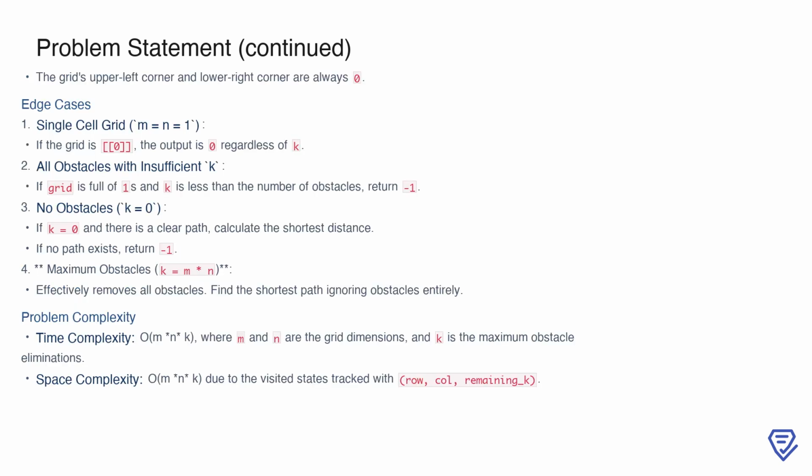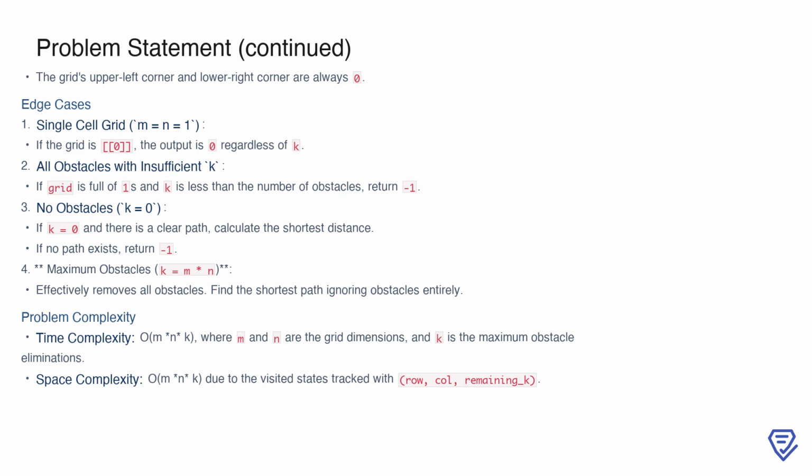Finally, let's discuss some additional constraints and edge cases. The grid's top left and bottom right corners will always be empty, ensuring that a valid start and end point exist. For edge cases, if the grid contains only obstacles and k is insufficient to clear a path, you should return -1. On the other hand, if k is large enough to remove all obstacles, the problem simplifies to finding the shortest path without considering obstacles.